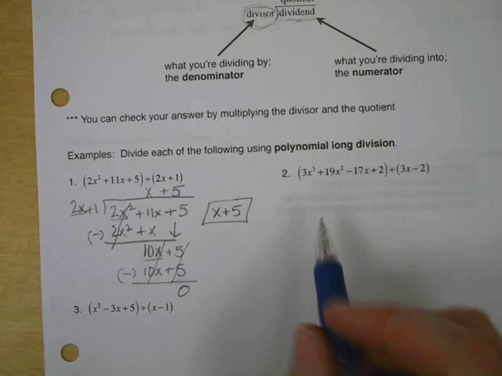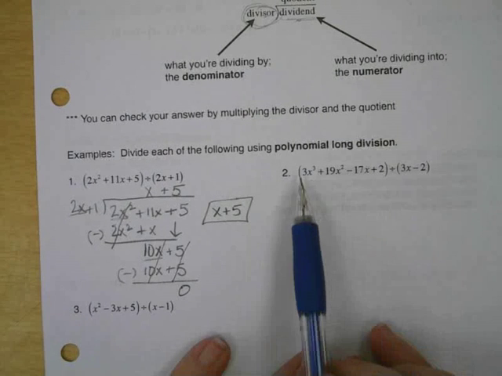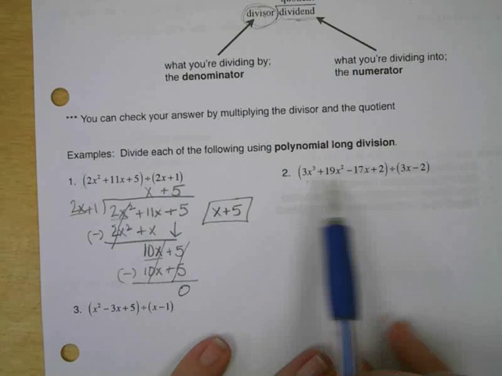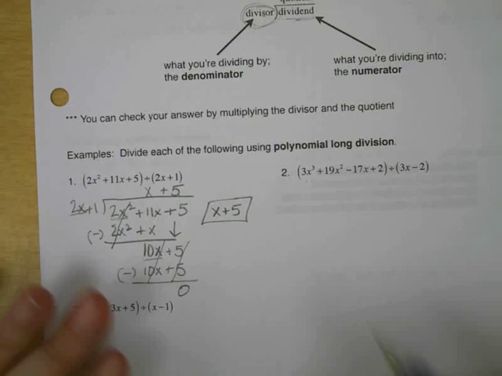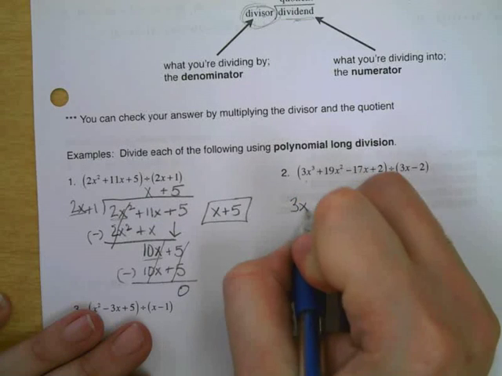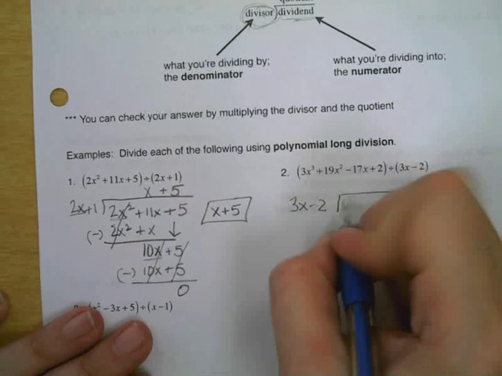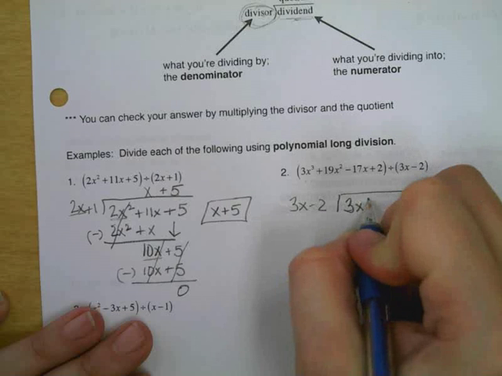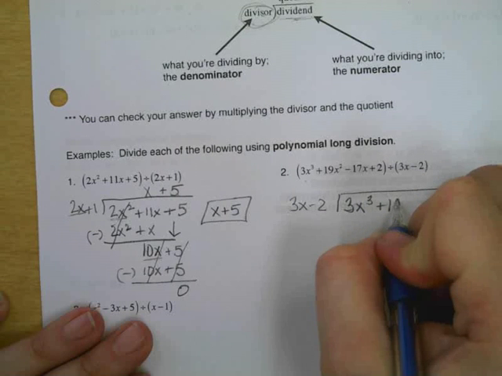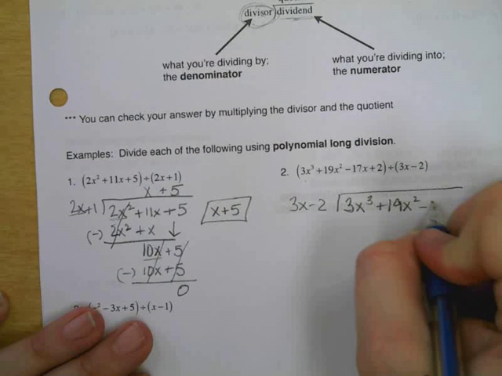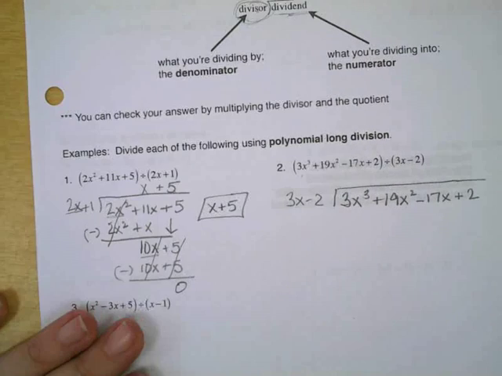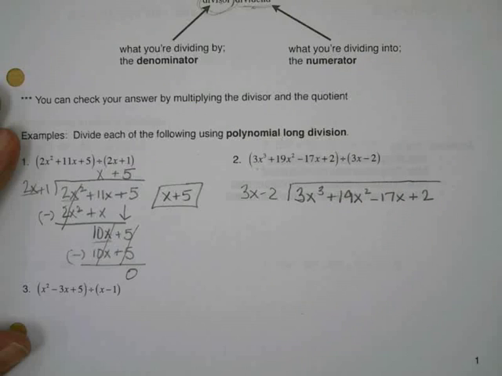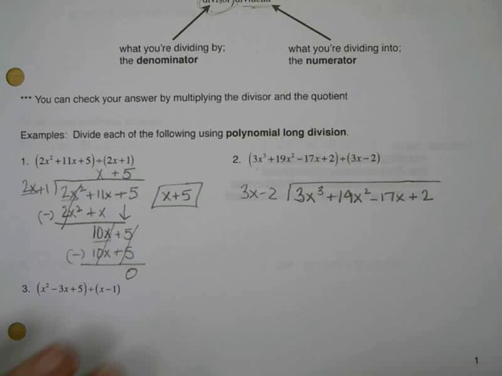Okay? Now, second example, very similar, except we just started with a higher degree. So it's not a quadratic we're dividing into now, it's a cubic, something to the third power. This setup is exactly the same though. It's just you're going to have to divide one more time. So I'm just going to write the divisor and dividend in their correct spots. And then I'm going to start this division process.